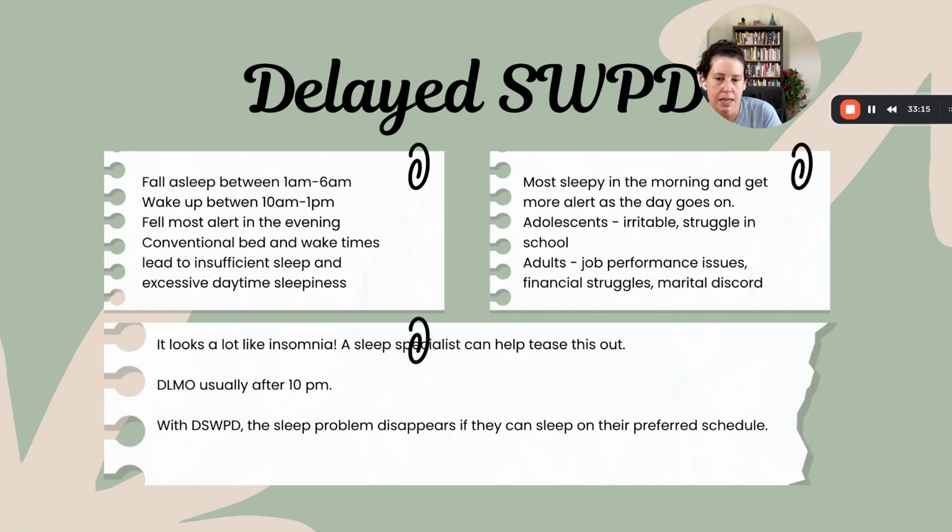So you really want to see somebody who specializes in sleep that can help tease this out, because the treatment for insomnia and the treatment for phase delayed circadian rhythm are different. There's some overlap, but there's some differences as well.